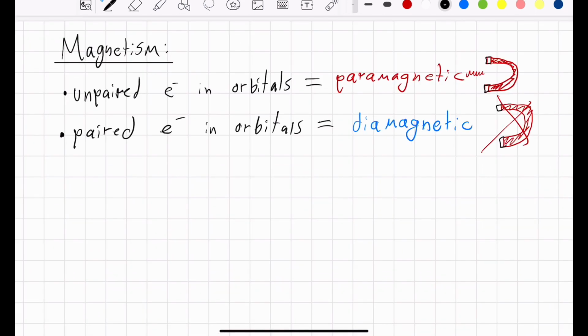Okay, and the last thing we need to know for this chapter is magnetism. Unpaired electrons and orbitals make an atom or ion paramagnetic. And if there are only paired electrons and orbitals of an atom or ion, that makes it diamagnetic. So let's go over some examples.